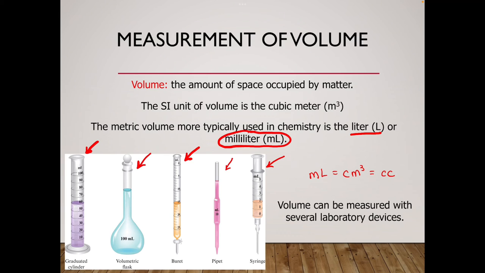This one I skipped over, this is the volumetric flask. Those are for measuring very precise amounts of liquids, but they can only measure one volume. So this is a 100 milliliter volumetric flask. It can only measure exactly 100 milliliters. It measures 100 milliliters very, very well, but not any other volumes. So it's not going to be really used in this class. You'll typically see the graduated cylinder, a little bit of a burette, and sometimes a pipette.